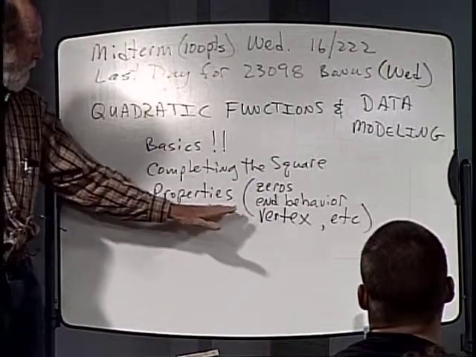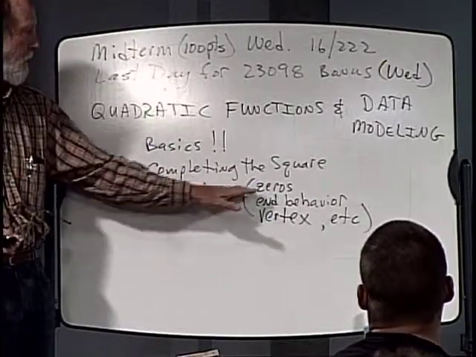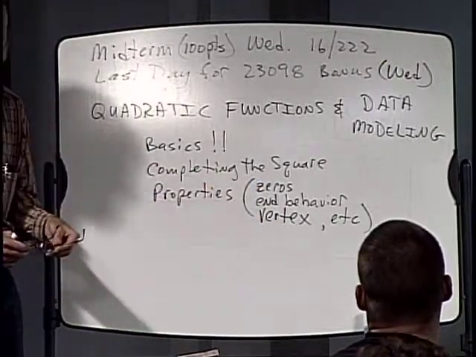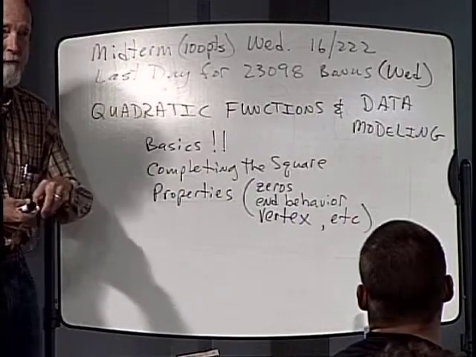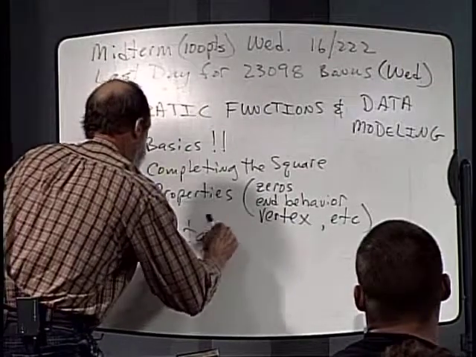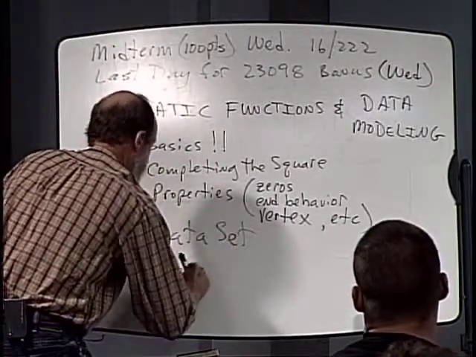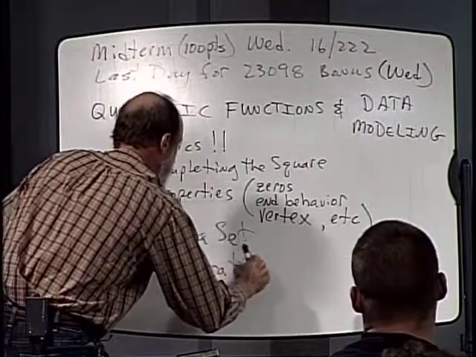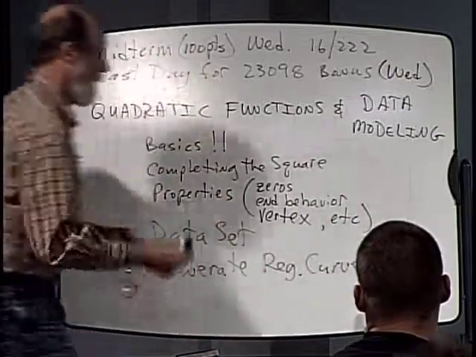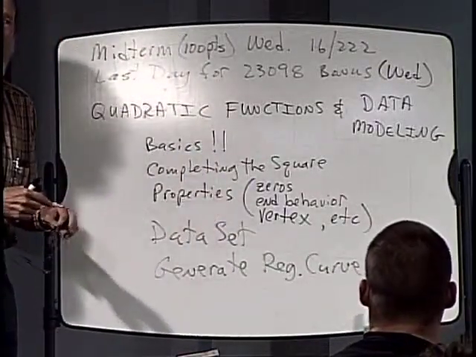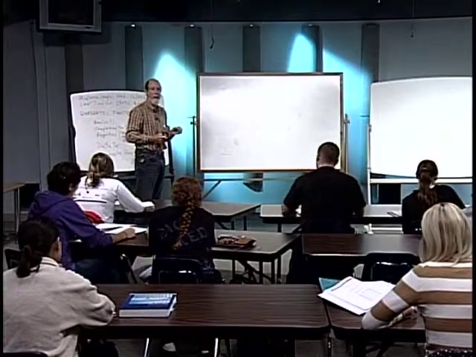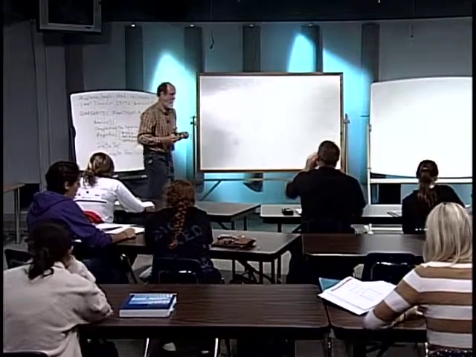And then we'll address these fundamental properties of functions, which we keep coming back to, and we'll go ahead and look at that. And then we'll also look at a data set and generate a regression curve, like we did yesterday, except this time it'll be looking like a parabola. All right, ready to start? Any questions? Okay.